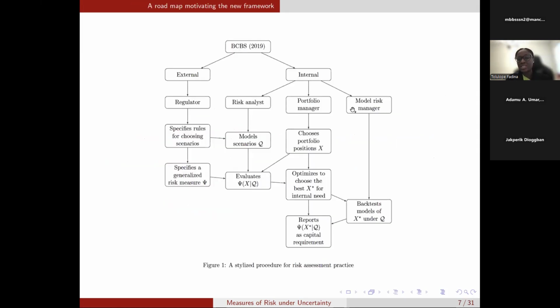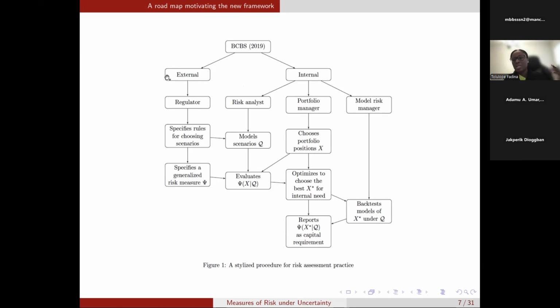Another motivating example is what happens with the Basel Committee on Banking Supervision. For those that are not familiar with the Basel Committee, they are more like the regulator. And when we talk about the Basel Committee on Banking Supervision, we look at two players, the external players and the internal. The external players are the regulator.